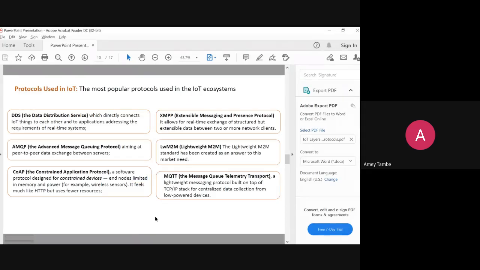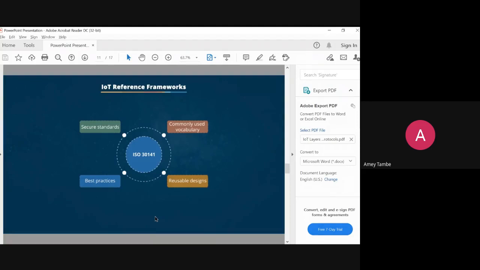Right. So are we clear till this point? Any question, any doubt, or anything from the participant side to add in this?